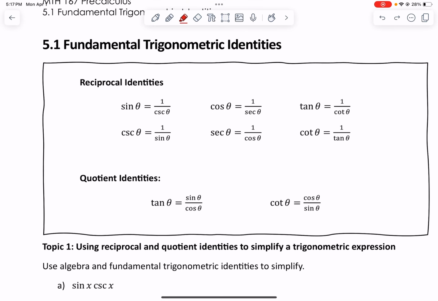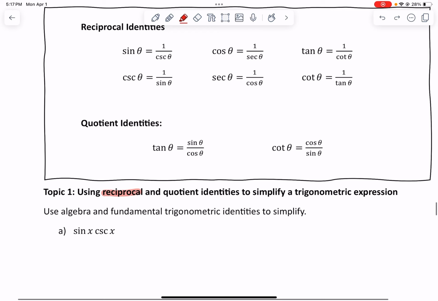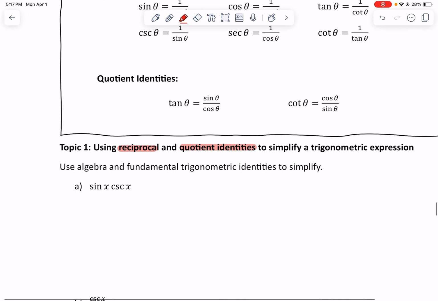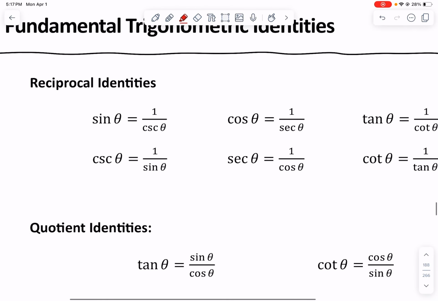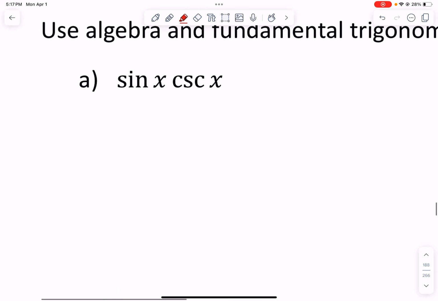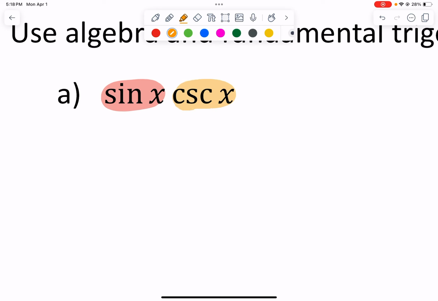Let's go over the first topic of section 5.1: using reciprocal and quotient identities to simplify the trig expression. We've been using these reciprocal and quotient identities throughout chapter 4. So we're just going to use those rules that we learned to simplify these trig equations. The first one, I have sine x times cosecant x.